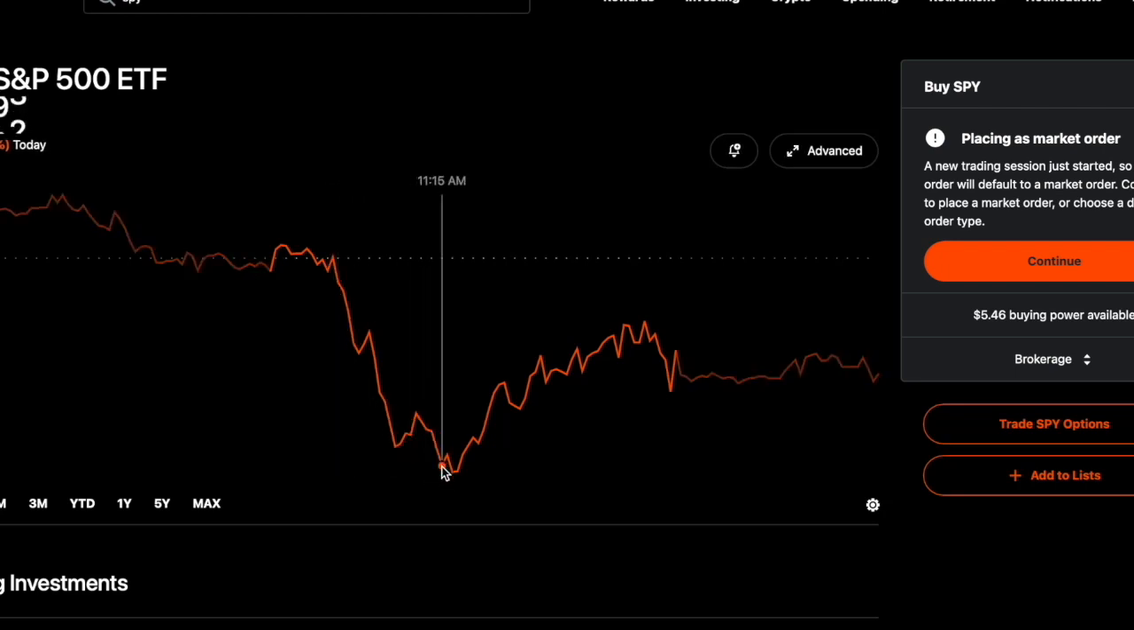Now here's the double bottom. It's at 473.67 and 473.58. Again, those are the double top and double bottom of the day.